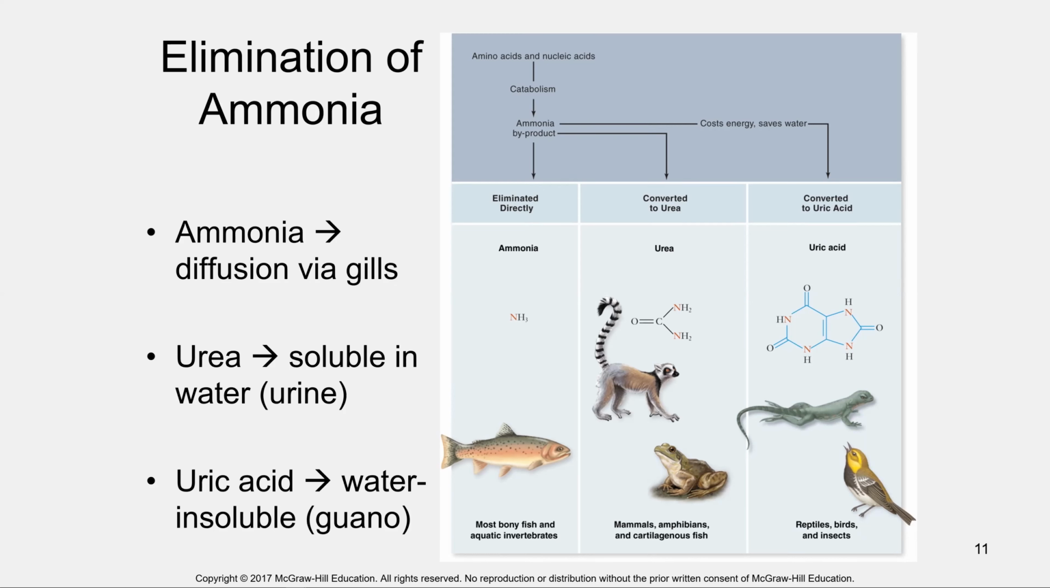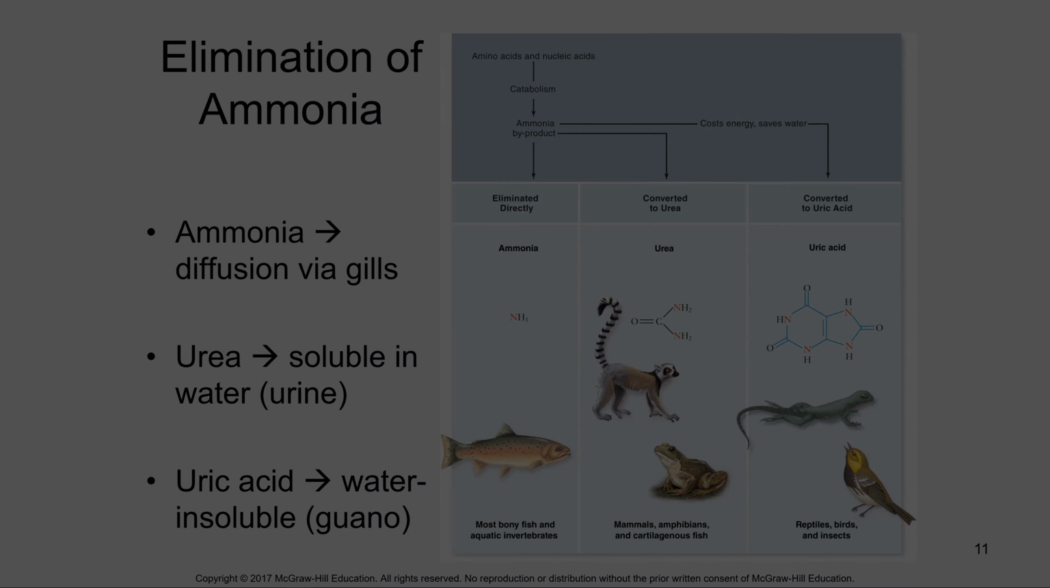And amphibians and mammals convert ammonia into urea, which is far less toxic. It's water soluble, it can be excreted in large amounts in the urine. Reptiles, birds, and insects convert ammonia to uric acid, which is only slightly soluble in water. It precipitates at fairly low concentrations, so that results in the elimination of uric acid using very little water.